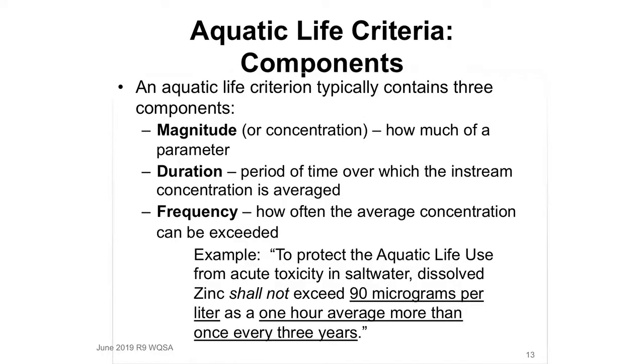So aquatic life criteria components have a magnitude, how much can they have, a duration, over what time period, and a frequency. And so this example is to protect aquatic life from acute toxicity in salt water: dissolved zinc shall not exceed 90 micrograms per liter as a 1 hour average over every 3 years. Okay, so once every 3 years.